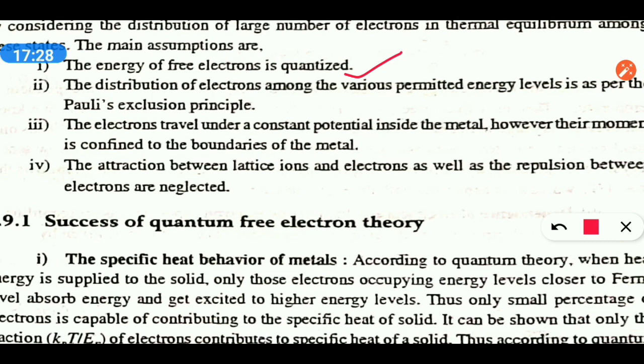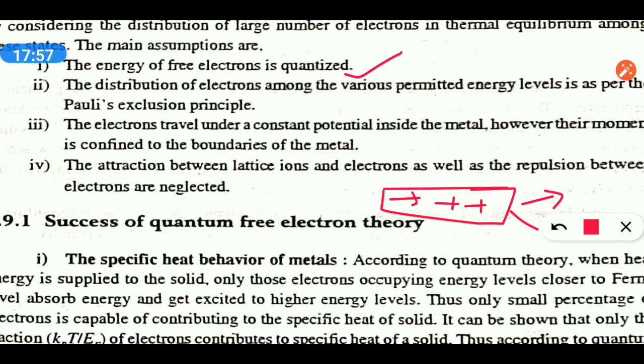For example, if I take this red rectangular diagram as the conductor, the electrons inside the rectangle can go nowhere. They must stay inside, and they should not exceed the limit of the boundaries. They cannot come outside like this. This tells us the electrons are confined to the boundaries of the metal.